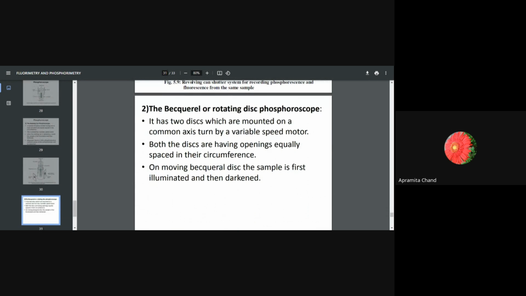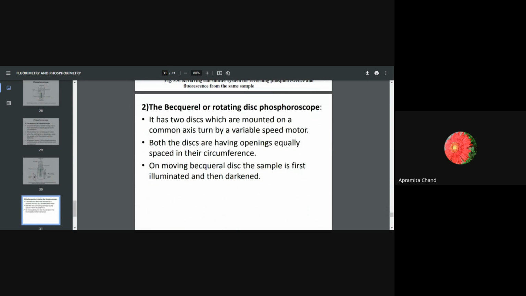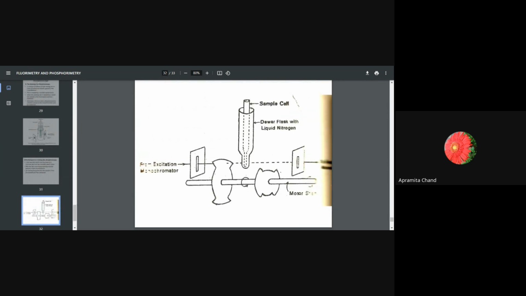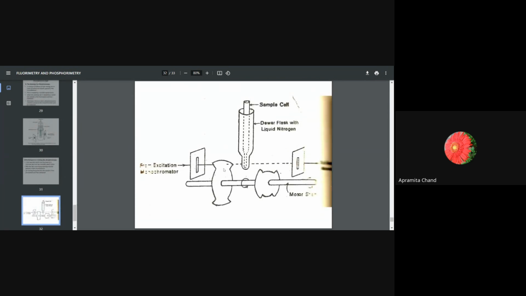You can also have a rotating disc phosphoroscope, the Becquerel or rotating disc phosphoroscope. It has two discs mounted on a common axis, which can be turned by a variable speed motor. This is how the rotating Becquerel system works. Here the phosphoroscope itself does not rotate; instead the Becquerel discs rotate continuously, so the excitation passes through the slits to the sample and then to the monochromator.